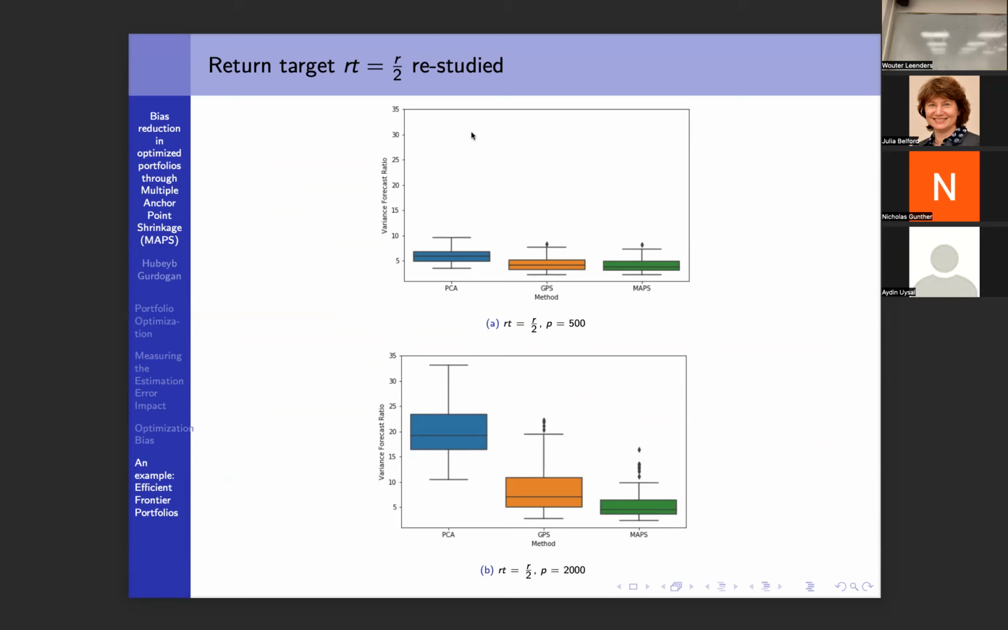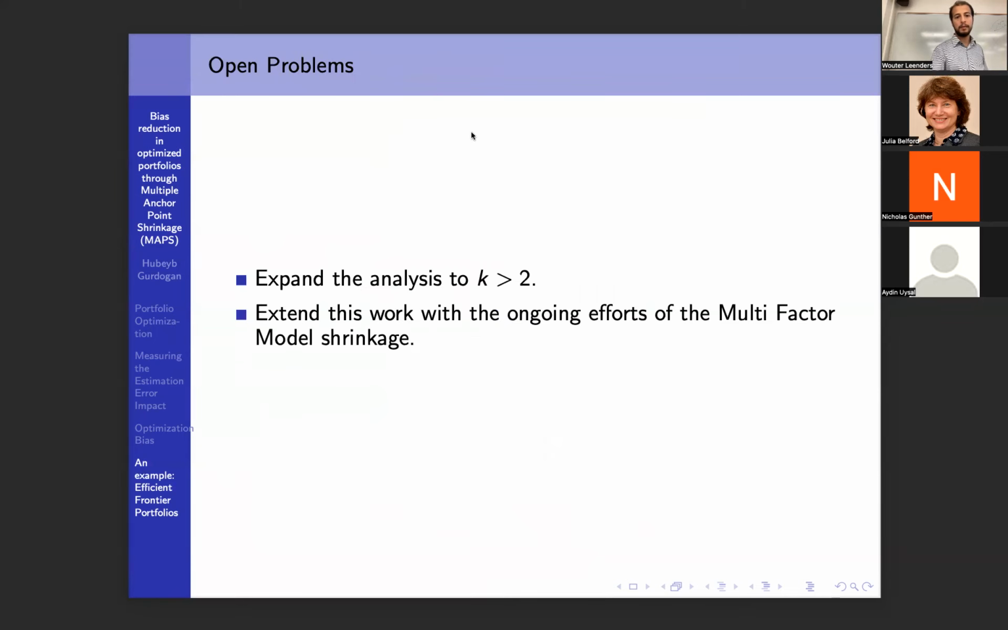And you see the MAPS estimator is fairly close to what it was before for P equals 500. The gap between the MAPS and the GPS is getting larger as P grows. That's what I'm seeing from the simulation, and it supports what we have in the equations as well. Okay, I think that is the end of the numerical experiment, and I have a few open problems.